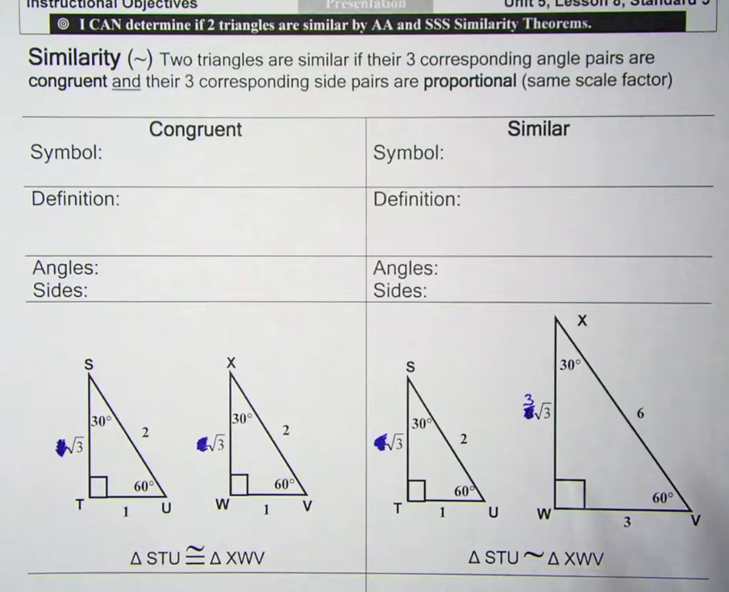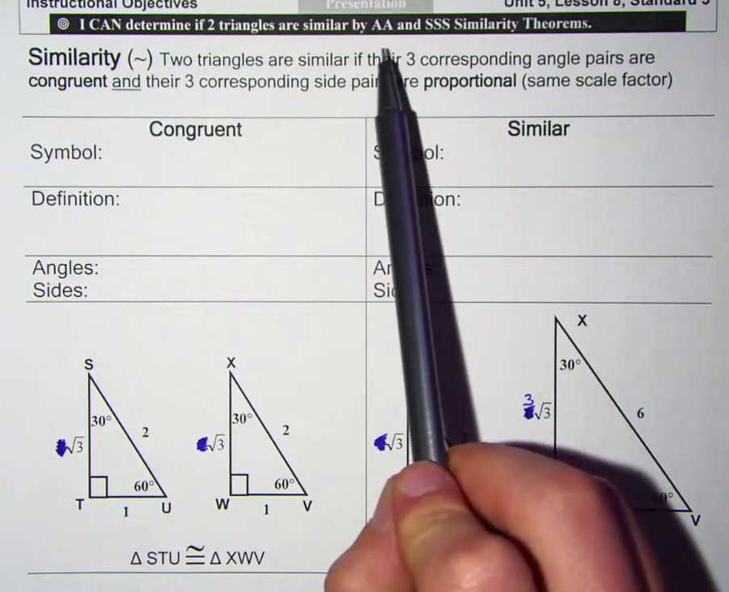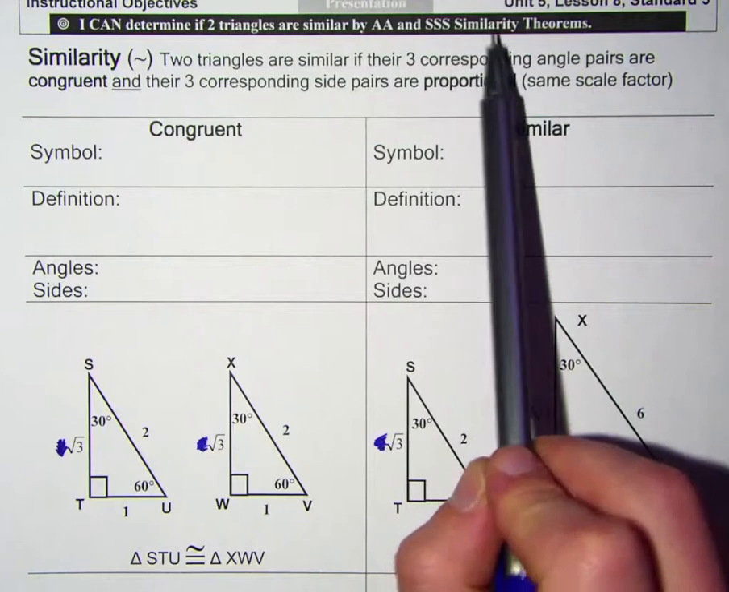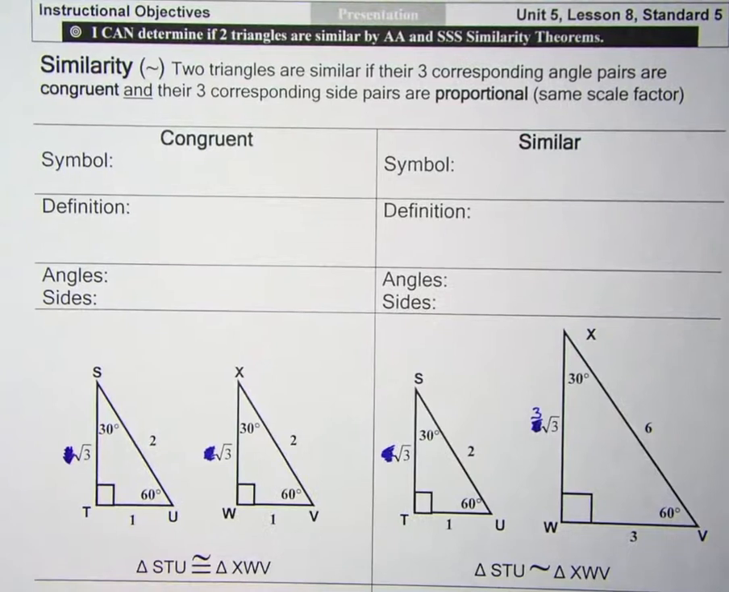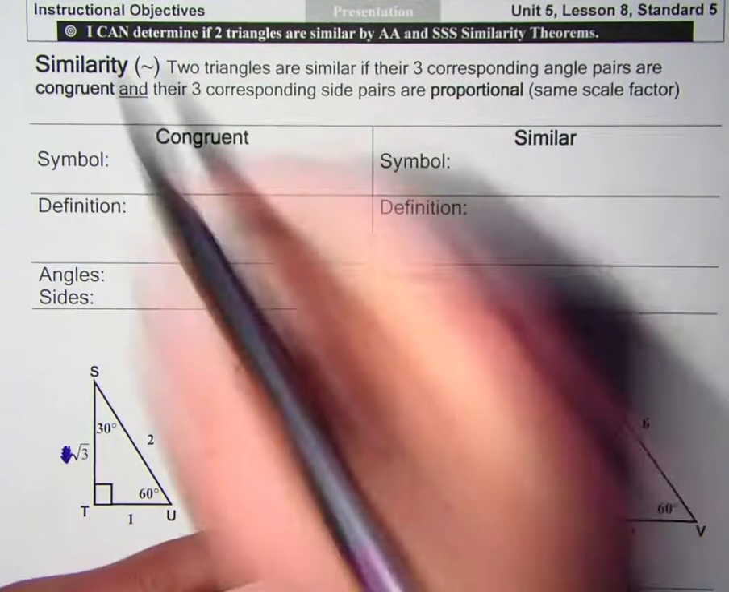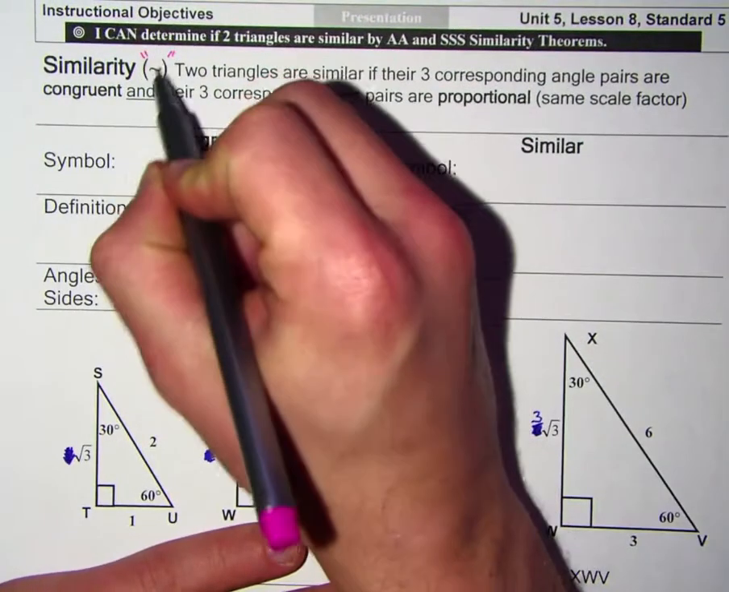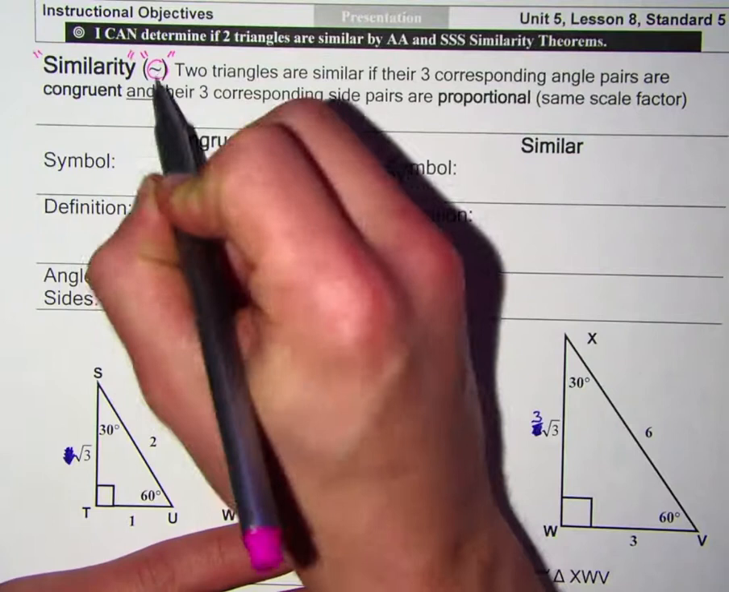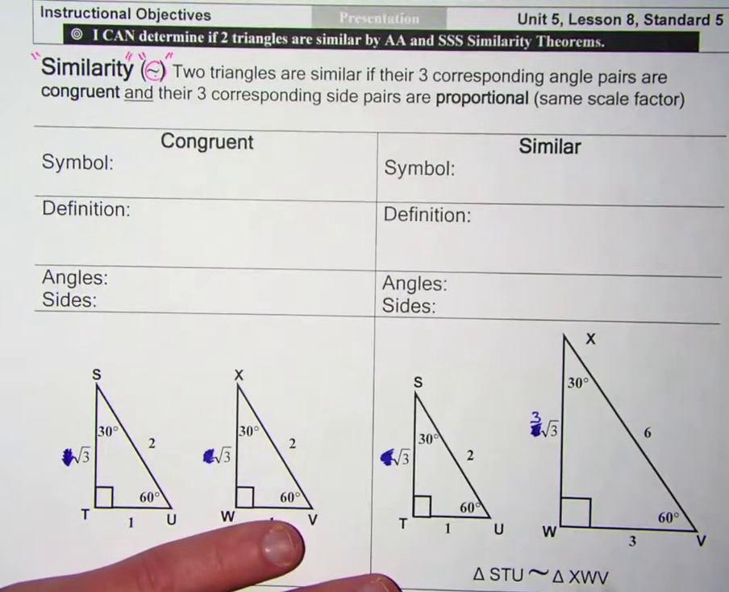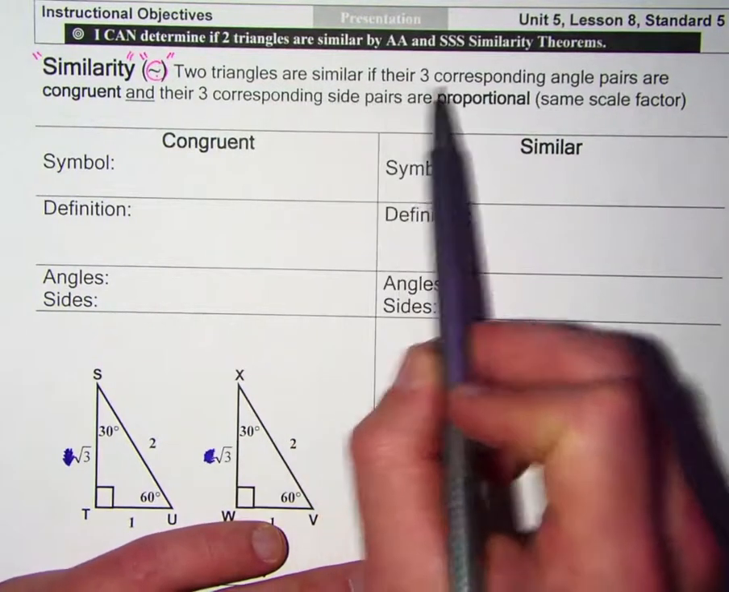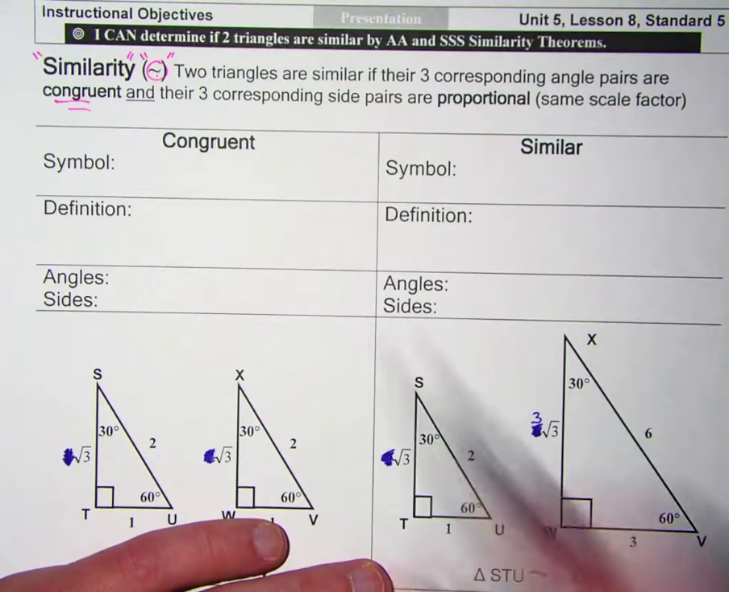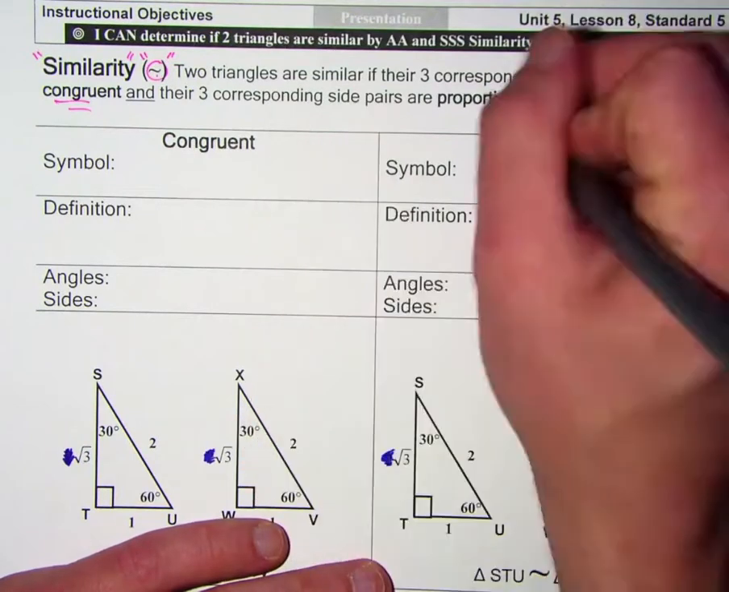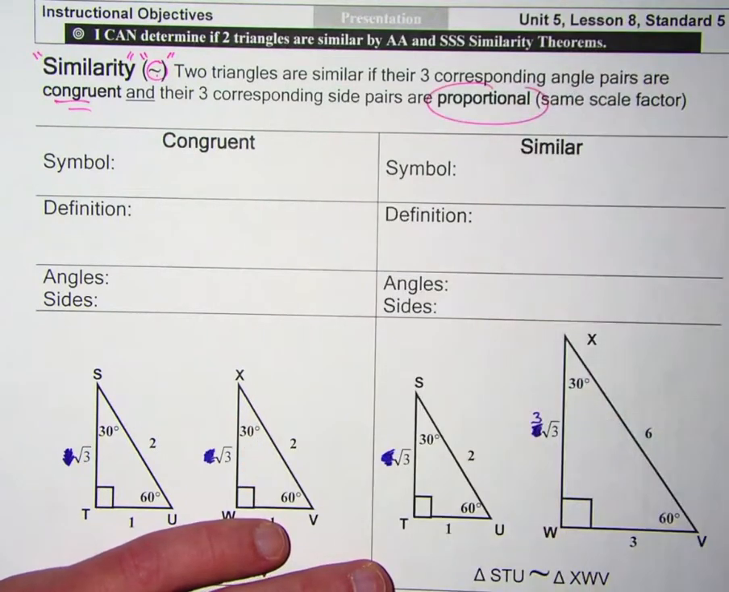I can determine if two triangles are similar by angle-angle and side-side-side similarity theorems. So similarity is different than congruence. This word right here, similarity, you pronounce this symbol like this word, similarity. Two triangles are similar if their three corresponding angle pairs are congruent and their three corresponding side pairs are proportional. That means they have the same scale factor.